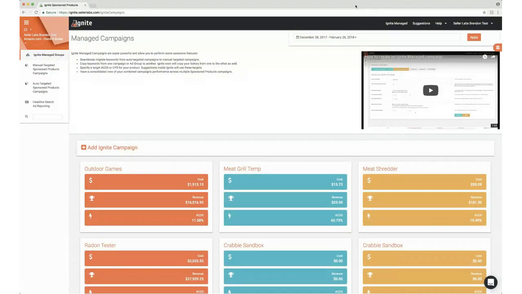And these suggestions are really aimed to make sure that you're getting the most out of your campaigns that you have running on Amazon. With these suggestions, what they do is they analyze campaigns that you have running, and they help you try to achieve a target ACoS that you specify at a campaign level. And this is really where I want to start today, because in order to get the most out of the suggestions on Ignite, you want to know what your target ACoS is.